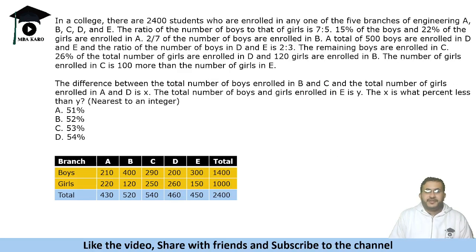The difference between the total number of boys enrolled in B and C and the total number of girls enrolled in A and D is X. B and C boys, that is 690, and girls in A and D, that is 340. So X is 350. The total number of boys and girls enrolled in E is Y.